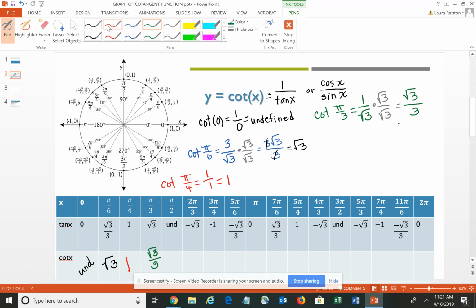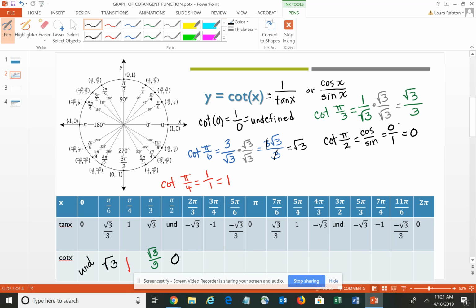Now, it might be a little bit tricky at pi halves, so let me see if I can help you out here. For the cotangent of pi halves, the tangent is undefined. So if we look at our cosine over sine, here the cosine is 0 and the sine is positive 1. So the cotangent of pi halves would actually be 0.